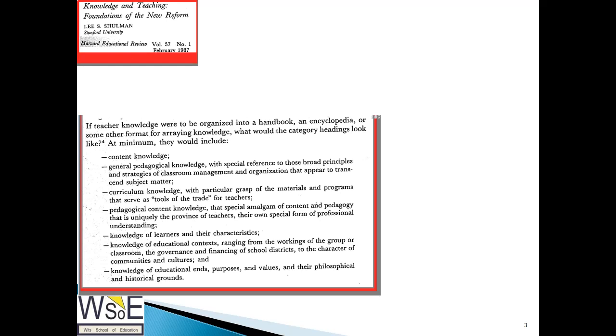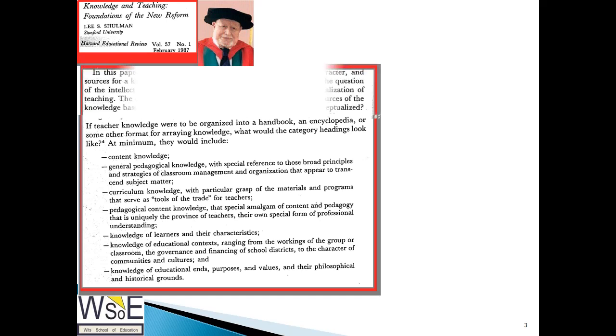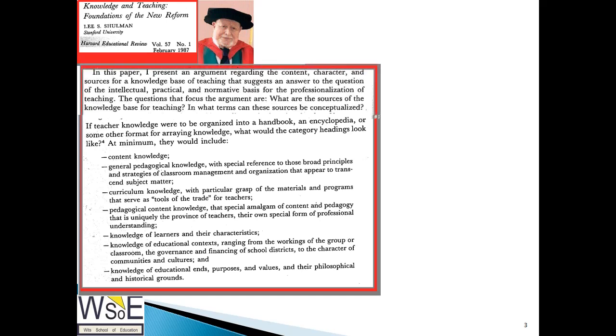And Shulman wrote all of this down in 1987. It was in 1986 that he first talked about these forms of knowledge, and this was him now crystallizing his ideas and putting them on paper. So there is Lee Shulman. Now, as he said, in this paper, he presented an argument regarding the content, character, and sources of knowledge that teachers need for teaching in order to try and professionalize the teaching as a career.